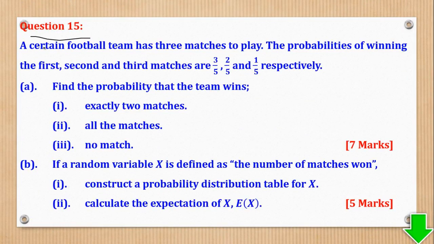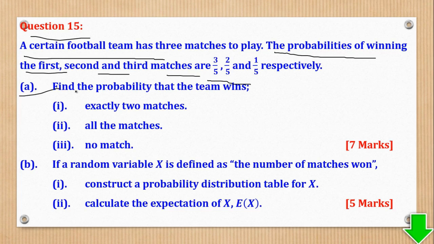Then question 15 says, a certain football team has 3 matches to play. The probabilities of winning the first, second, and third matches are these, respectively. Part A, find the probability that the team wins Roman 1 exactly 2 matches. All the matches, no match.